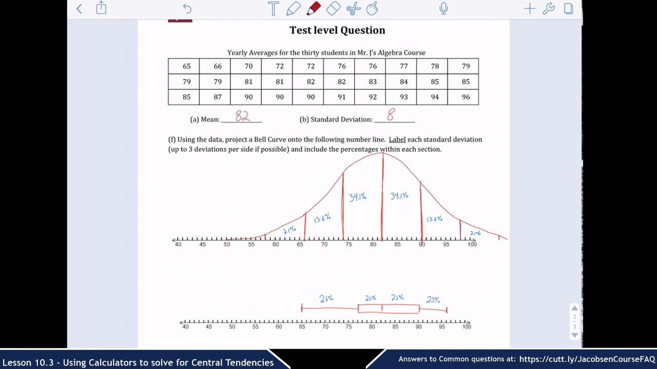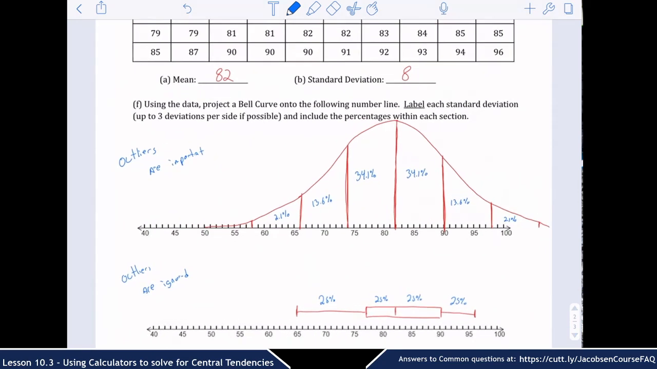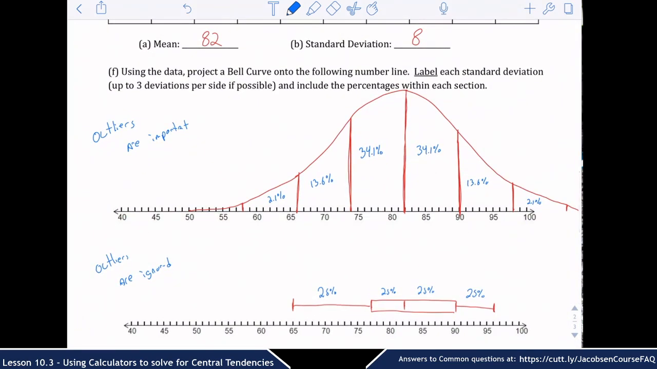The biggest one, of course, and the one that I want you guys to remember the most, is that in a bell curve, outliers are important, and in a median graph outliers are ignored. And once you take into consideration that that is one of the major differences between the two, you can then start to compare the differences between these two graphs.